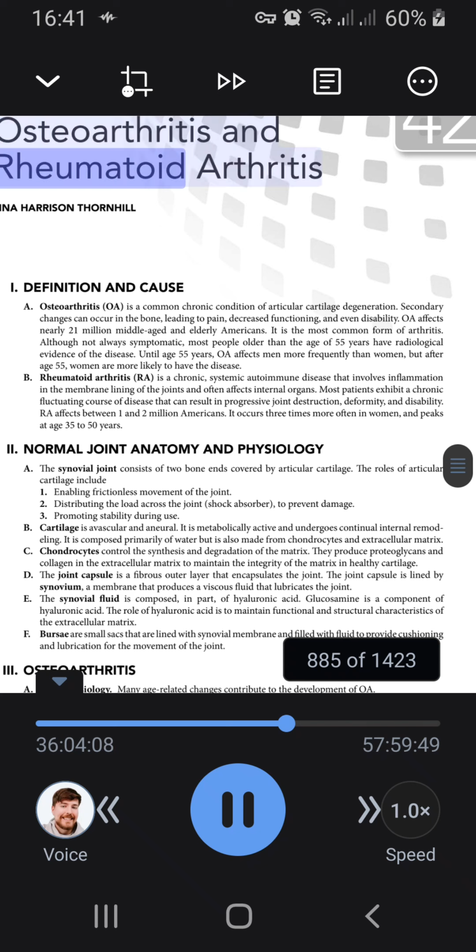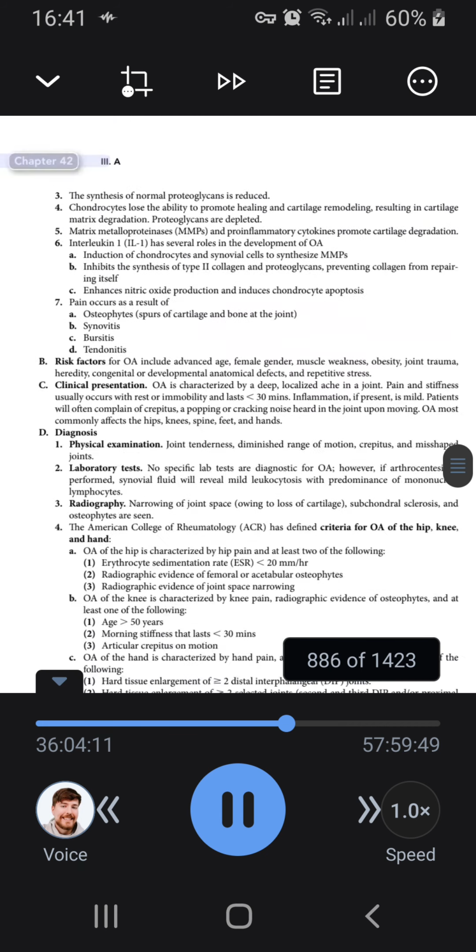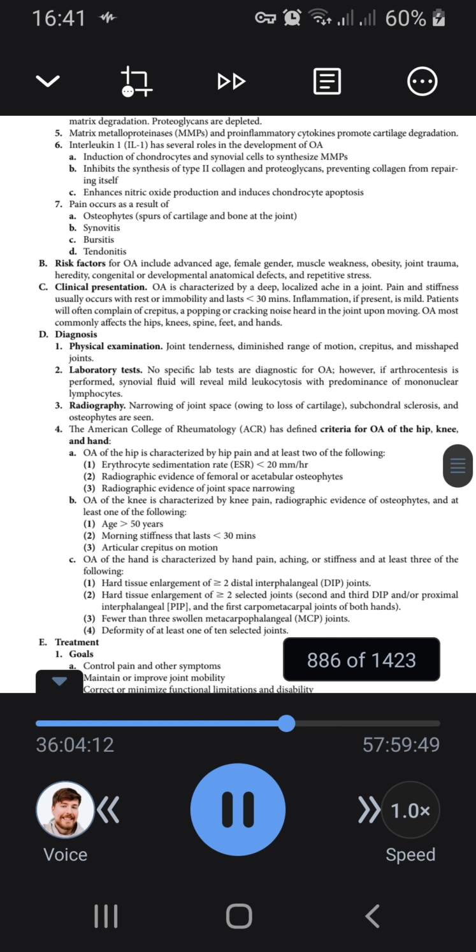Osteoarthritis and rheumatoid arthritis. Tina Harrison Thornhill. 864, Chapter 42. The third.